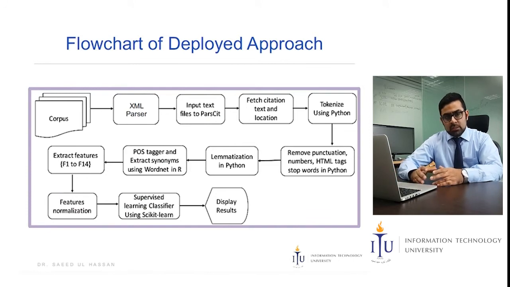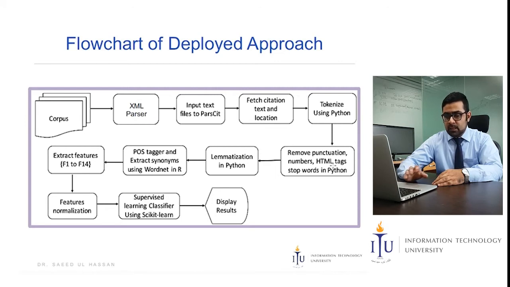This is the overall flow chart of the deployed approach that I will quickly go through. We had, for instance, a PLoS ONE corpus, then we downloaded the publications in XML, and then an XML parser was written. Then the XML was converted to text files. Furthermore, we had the ParsCit toolkit to get certain chunks of text that were needed for further processing. We fetched the citation text and the location, and then the tokenization was done using Python.